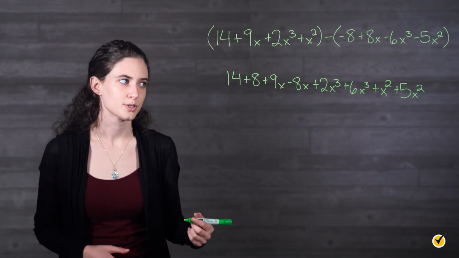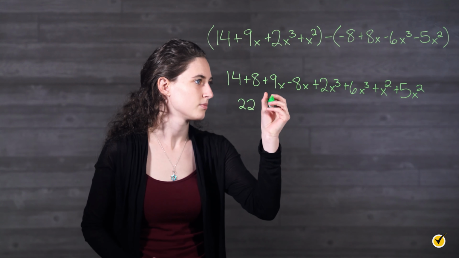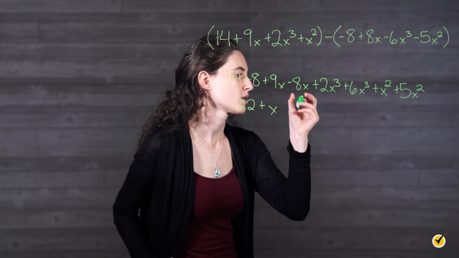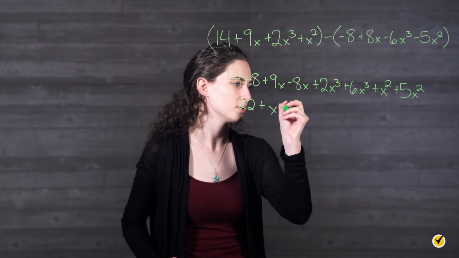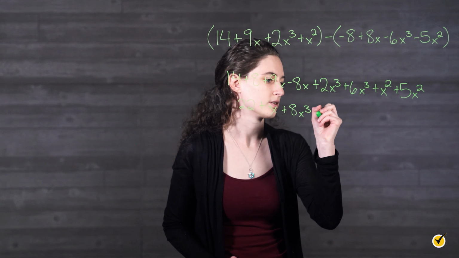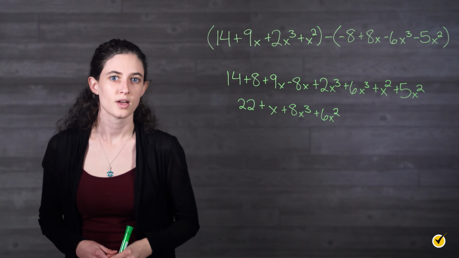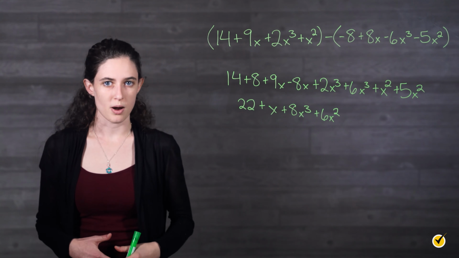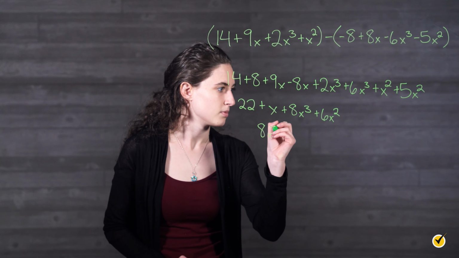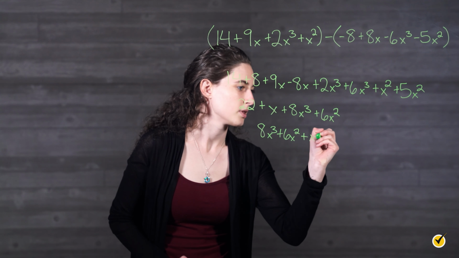Then we're going to add our terms. So 14 plus 8 is 22, plus 9x minus 8x is x, 2x cubed plus 6x cubed is plus 8x cubed, and x squared plus 5x squared is 6x squared. Finally, we need to rearrange this into proper form. So in proper form, this would look like 8x cubed plus 6x squared plus x plus 22.